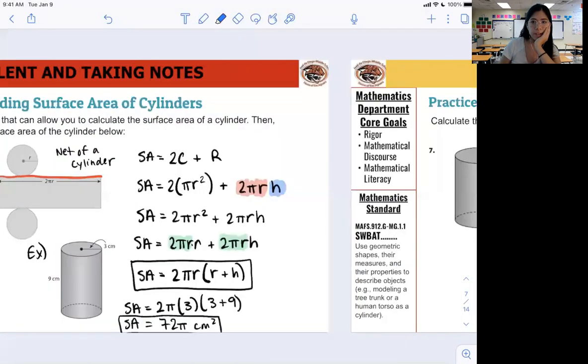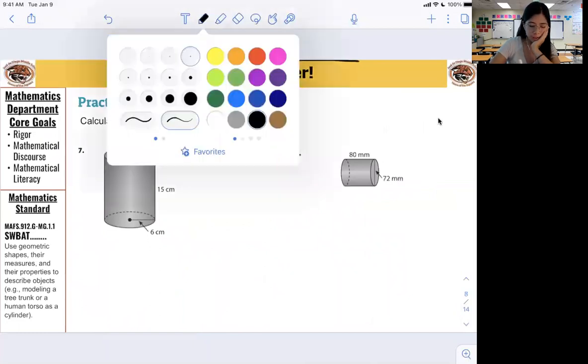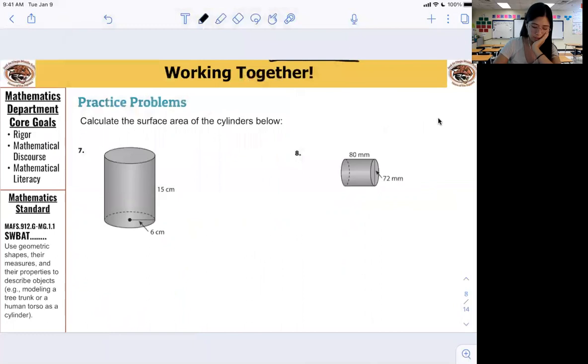Okay, let's try one together. Actually, two of them. I'll start you guys off. I'll just make sure we remember the formula. But then from there, you should be able to plug everything in with no problem. 2 pi r times r plus h. Go ahead, do number 7 and number 8. Yes, leave it in terms of pi.